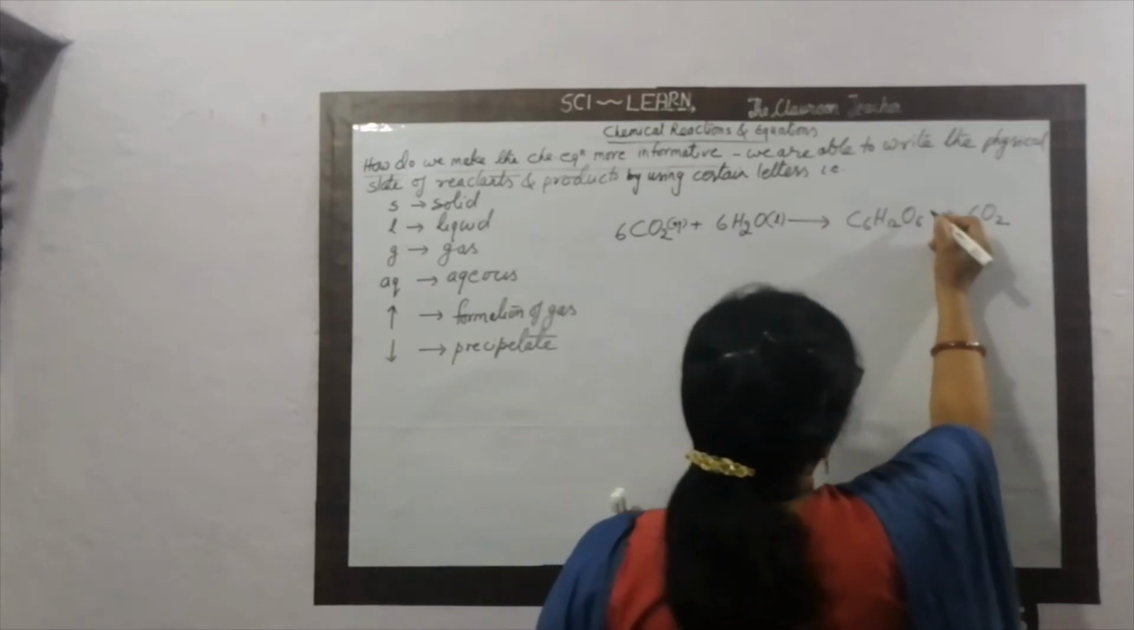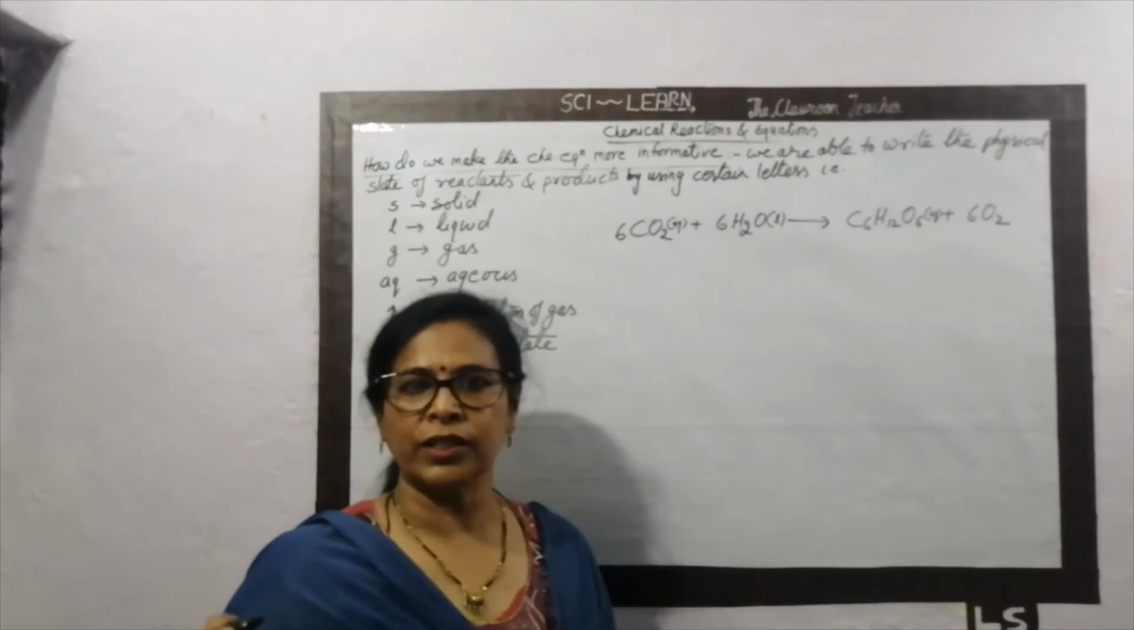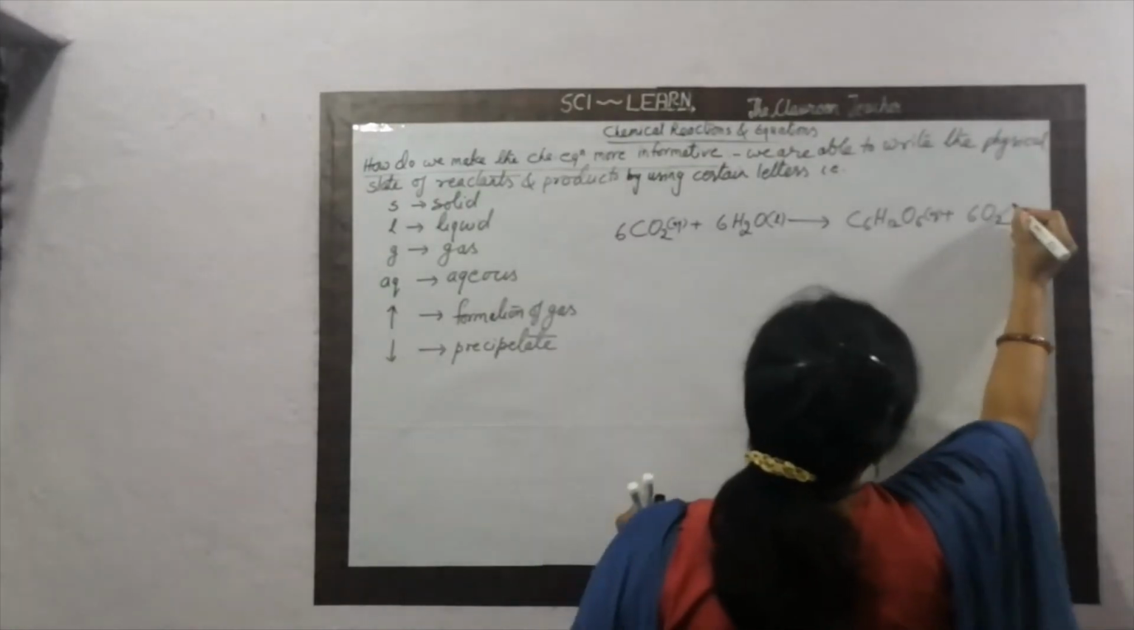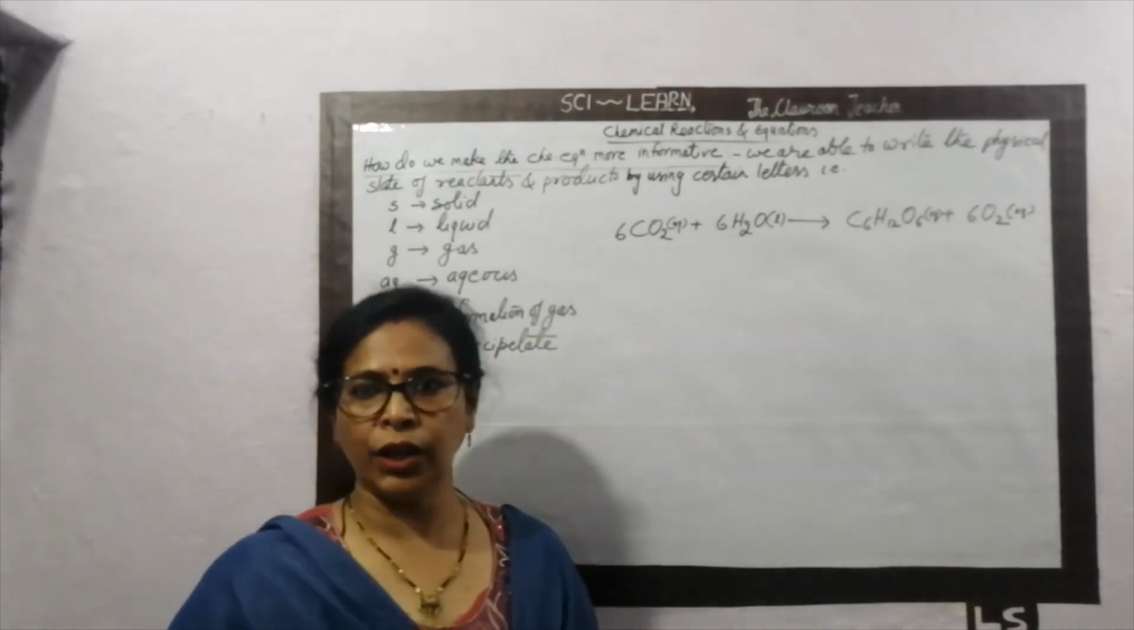What about this glucose? It is aqueous in nature. The oxygen which is evolved here is also in the aqueous state. So we must write here aq.